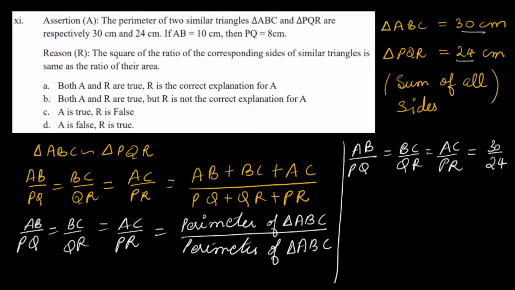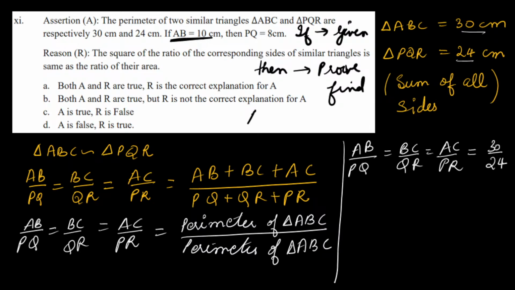Now what is the question? The question tells us the perimeters of similar triangles are given. If AB is equal to 10 centimeter, then PQ is equal to 8. I have told you earlier also, the thing which is written with "if" is given to us, and whatever is written after that, we have to prove or we have to find.